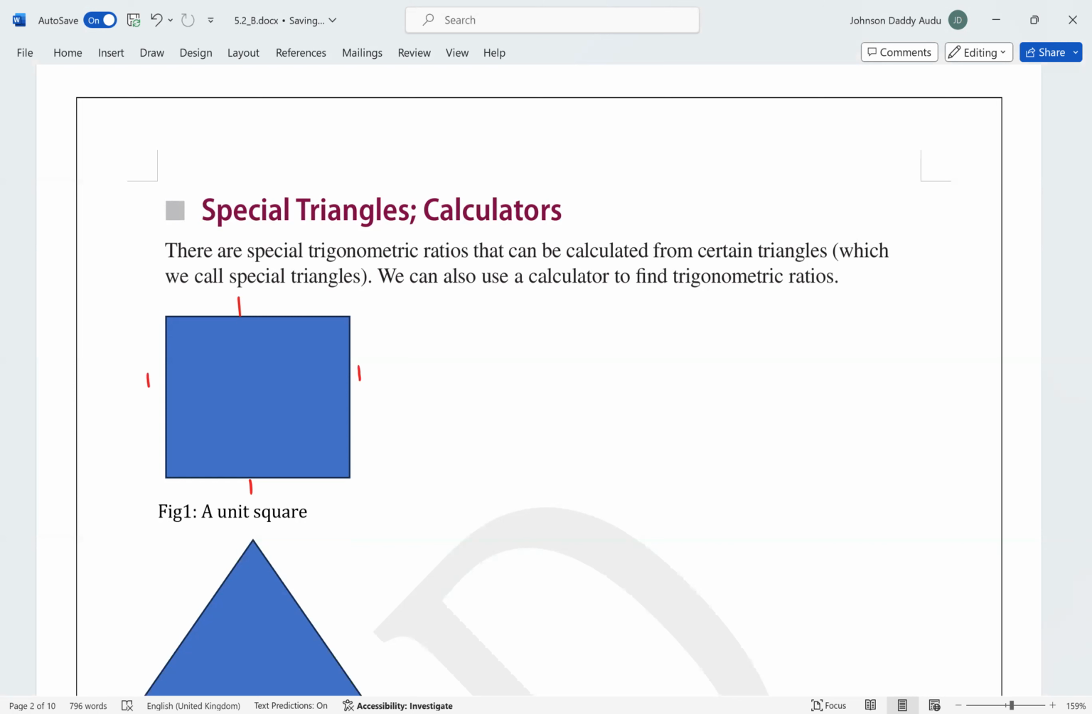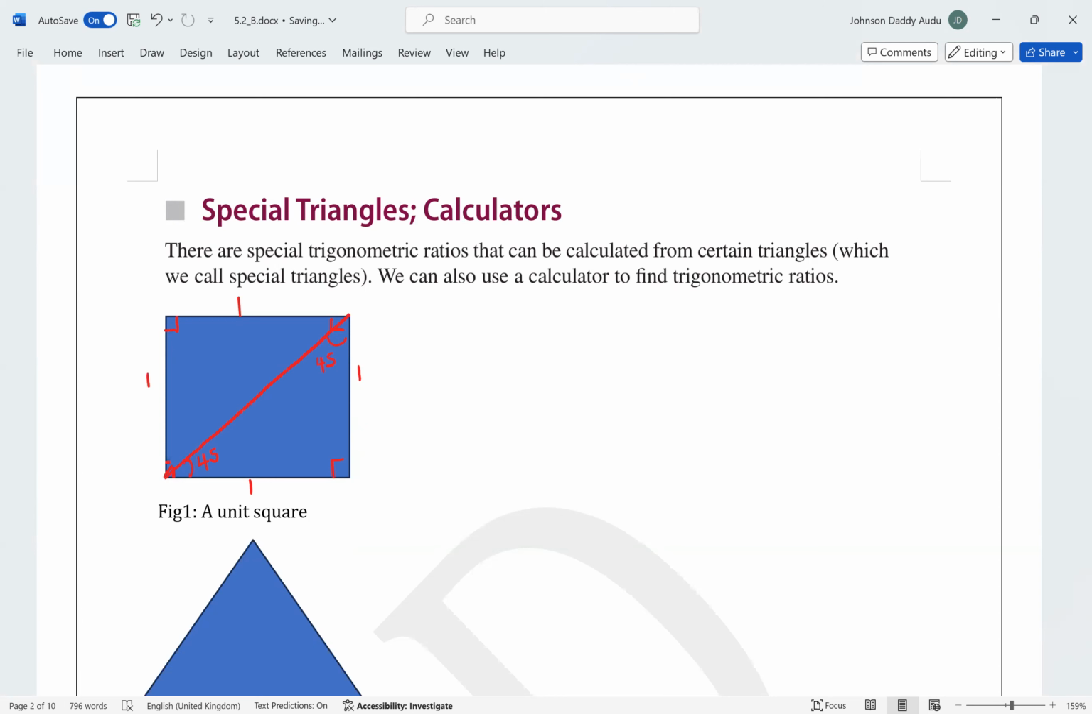So here we can see that each of these angles is 90 degrees, because this is a square. So each of these angles will be 90 degrees. Now, if we draw a line to bisect this 90 degree angle, you can see that here will be 45 and here will also be 45.